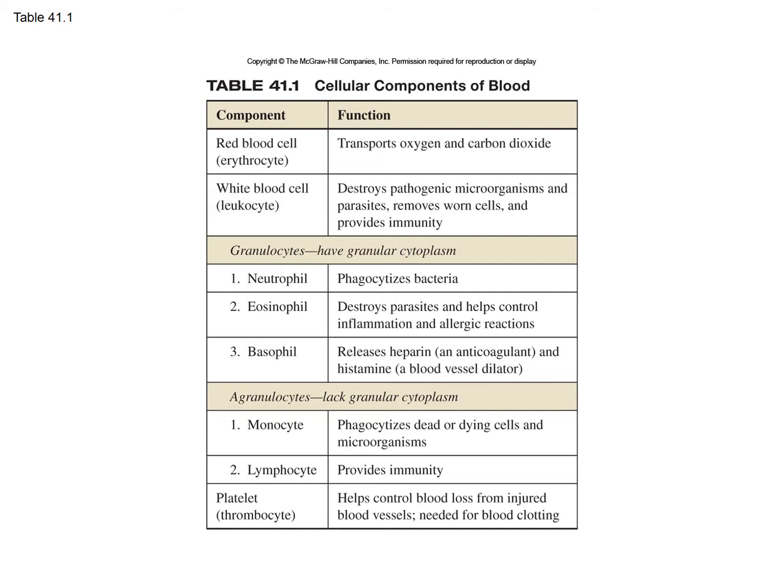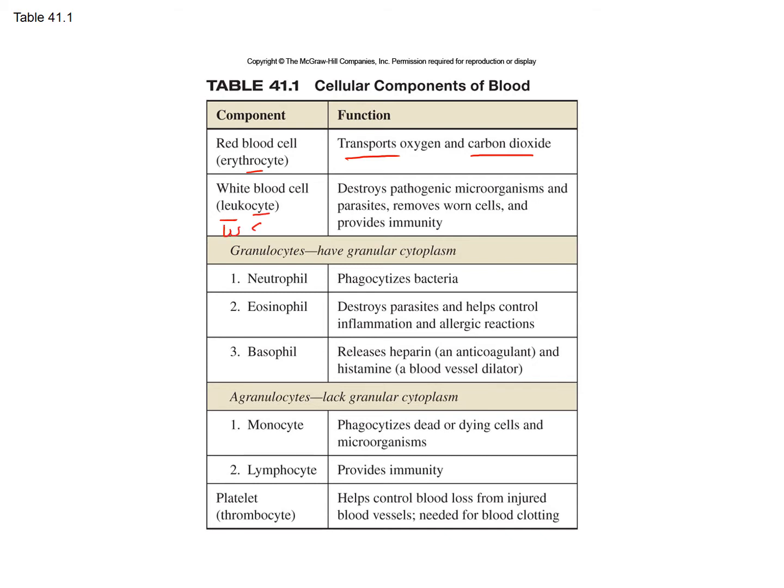Okay, great. So these are the blood components. Okay, this will be the red blood cells. We call them erythrocytes. Erythro means red. Cyte means cell, so this will be the red blood cell. The function will be to transport oxygen and carbon dioxide.